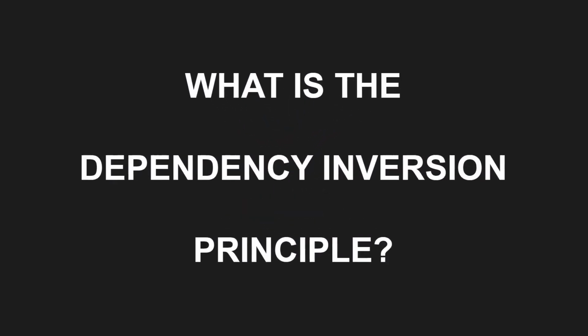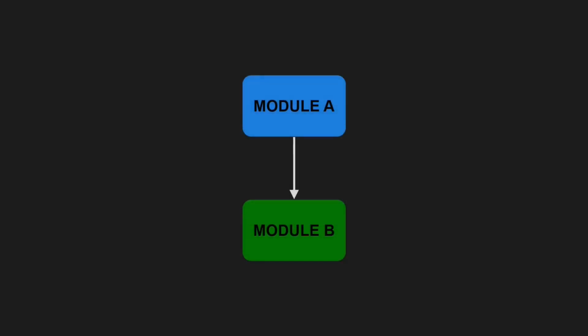What is the dependency inversion principle? Does it really mean we simply flip the dependency between two modules? But how can we do this in software? And why is this principle so important for your designs?